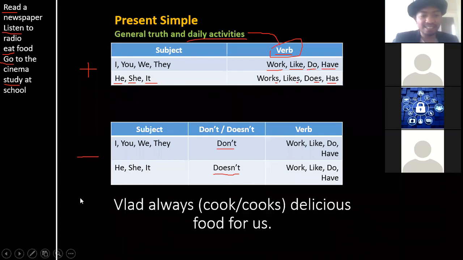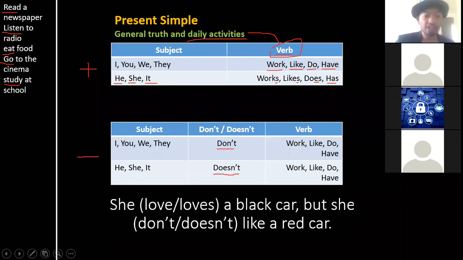Next. Flat always cook or cooks? Flat. Boy. He. Cook or cooks? He. Good. Flat always cooks. Good job. Now. She love or loves? She loves or she love? Yes, good job. She loves because she.